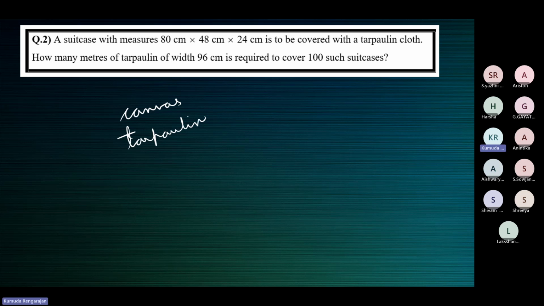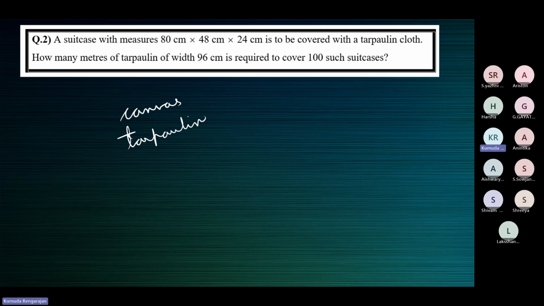So when you're covering the suitcase with tarpaulin cloth, you're going to wrap up the box externally. That has to do with the area, the total surface area of the suitcase. You're not stuffing the suitcase with the tarpaulin cloth. You're not doing anything with the internal part of the suitcase. You're covering the external part of the suitcase with tarpaulin cloth. So that is area then.